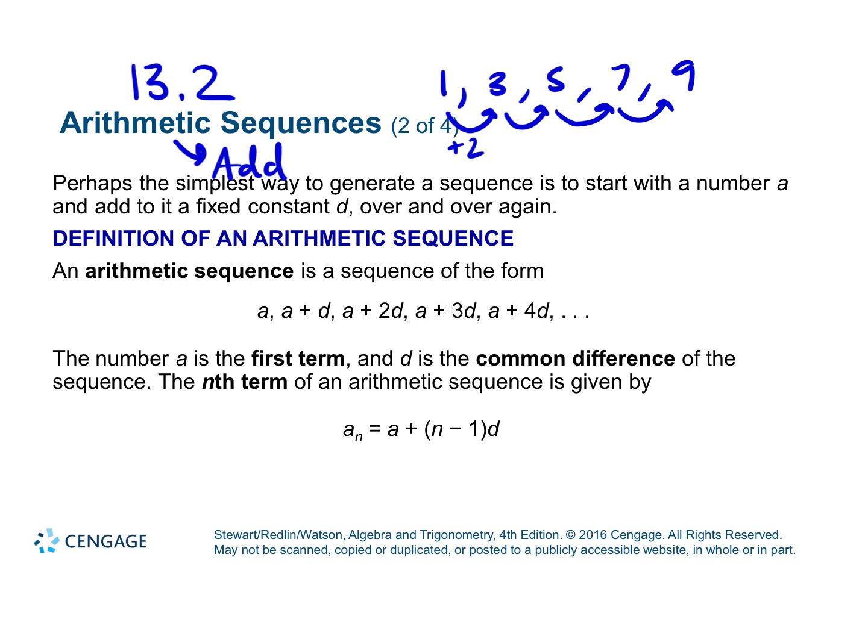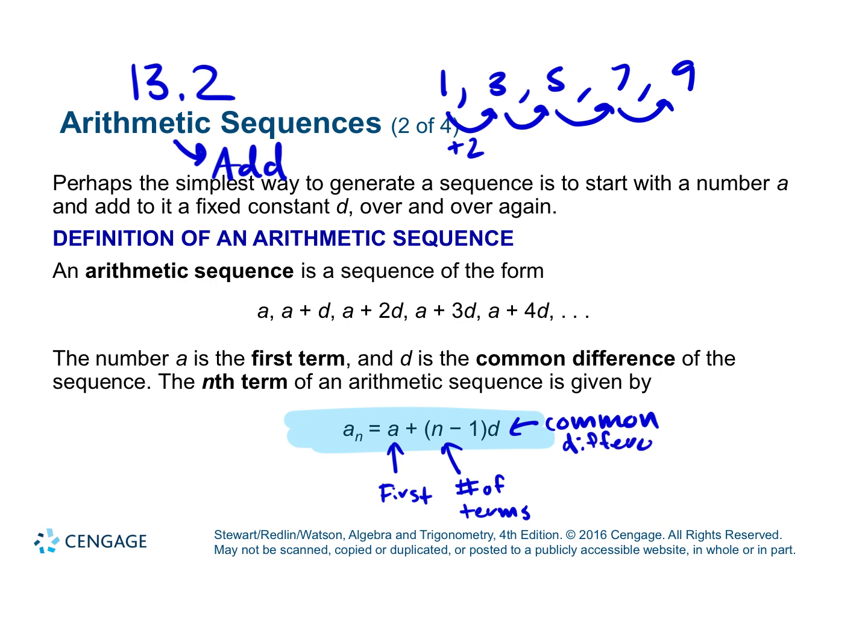So we have a formula for our arithmetic sequence, which is at the bottom here, where A is our first term, N is the number of terms, and then D is the common difference. So in the example above, D would be 2, because that's what I'm adding to get from one number to the next. It's the common difference.